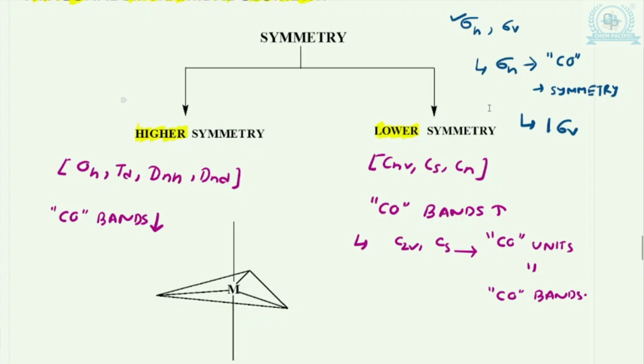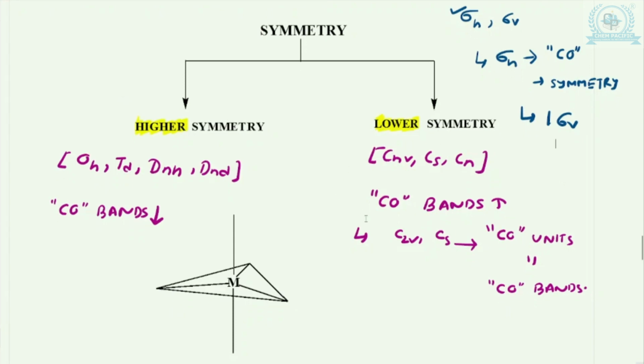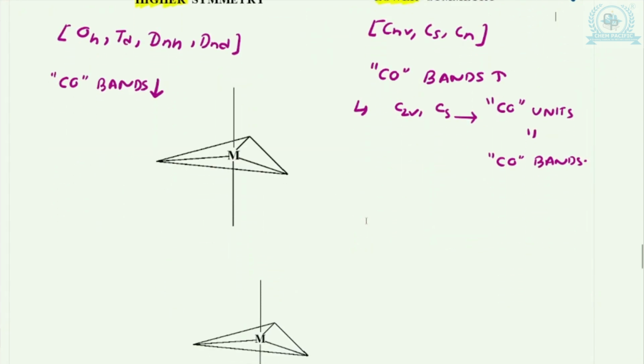Now let us move on to the problem of interest, that is our first. Obviously, this is the most simple one, MCO5, and the first one. After that, we will slowly keep substituting. Okay, so obviously for each one, we will study the point group.